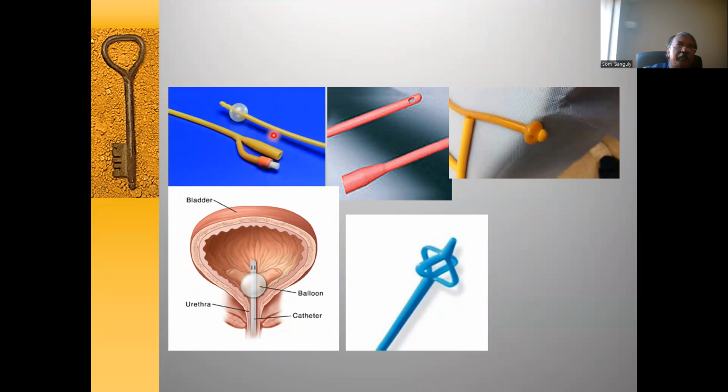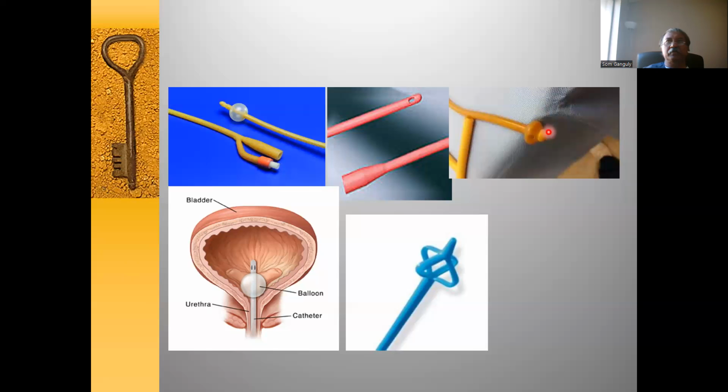Now, if you use a Foley catheter, this is the tip of the Foley when it is inflated. And this is the end of the catheter, the end through which urine comes out. And this is the port where you put the sterile water in using a sterile syringe to inflate the balloon. When the balloon is inflated, this is what it's going to look like. It's going to be inside the bladder, and the balloon will hold the catheter as long as you want.